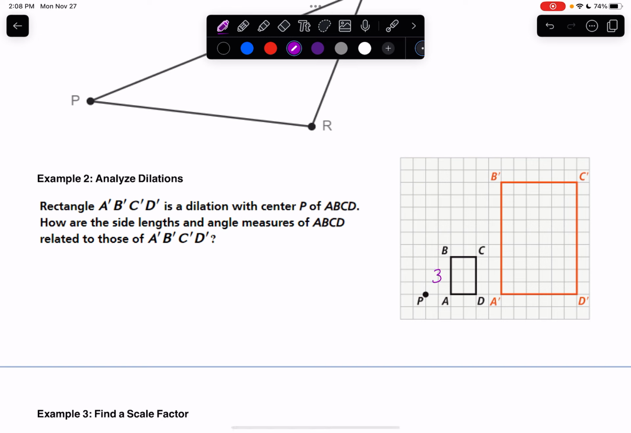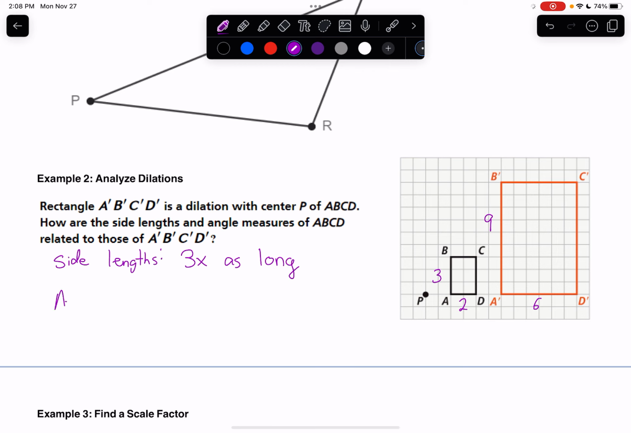AB has a height of 3, and A prime, B prime has a height of 9. AD has a length of 2, and A prime, D prime has a length of 6. So it looks like the side lengths are 3 times as long. So we can say side lengths are 3 times as long.